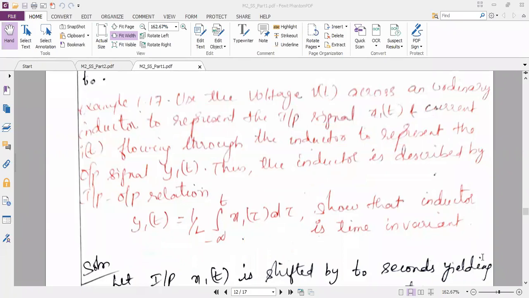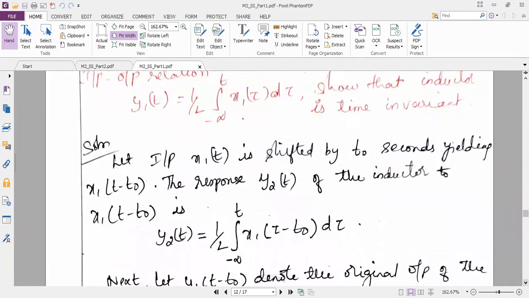Yes, ma'am. Okay. So now I want you to just write down. Initially what we are doing is, you can write this. The input is shifted. Input in the question is x1 of t. They have used one subscript. So x1 of t, I am assuming that it is shifted by t naught seconds. If the input x1 of t is shifted by t naught seconds, then my input will be x1 of t minus t naught. So then my input is now x1 of t minus t naught.